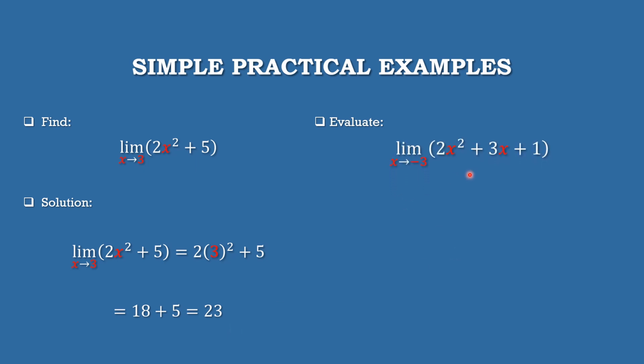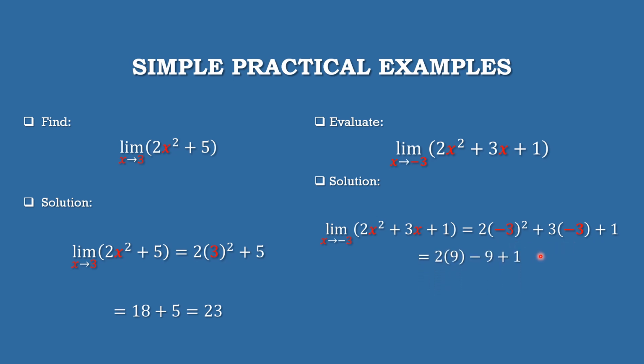The same thing happens here. We should evaluate this addition of functions as x gets closer and closer to minus 3. Anywhere I see x, I want to find the approximate value of this function when x gets closer to minus 3. So minus 3 will be the input for x. Here we have minus 3 and minus 3. This gives us 9, and 3 times minus 3 gives us minus 9. So 2 times 9 minus 9 plus 1, and we end up with 18 minus 9 plus 1, and the result is 10. So that is about the understanding of limit.